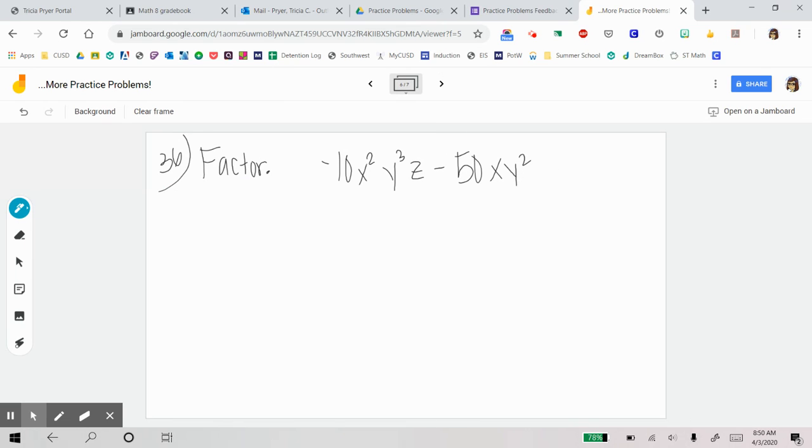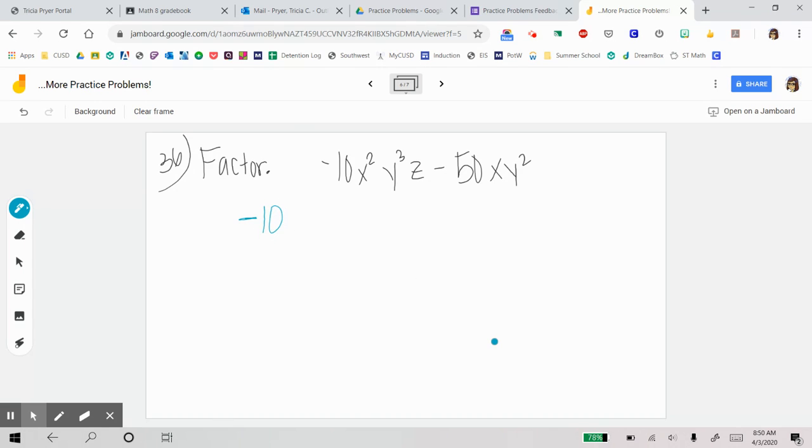Okay, number 36, this one asks you to factor. So after we find the GCF, we'll have to divide. So first thing, again, is to find the GCF. In this case, the first term is negative. So we need to make sure our GCF is negative, okay? Whenever the first term is negative, your GCF is going to be a negative value. Now let's look at the numbers first. We have 10 and 50. The highest common factor between those is 10.